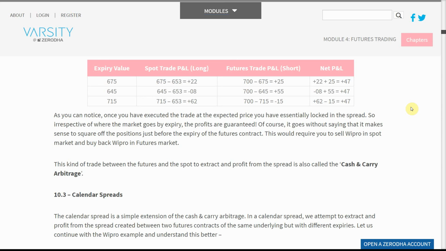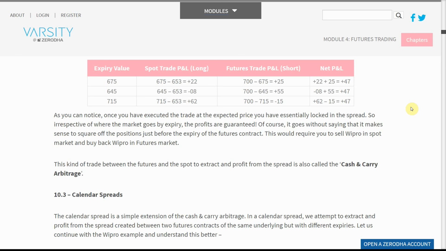So irrespective of where the market goes by expiry, the profits are guaranteed. Of course, it goes without saying that it makes sense to square off the positions just before the expiry of the futures contract. This would require you to sell Wipro in spot market and buy back Wipro in futures market. This kind of trade between the futures and the spot to extract and profit from the spread is also called the cash and carry arbitrage.